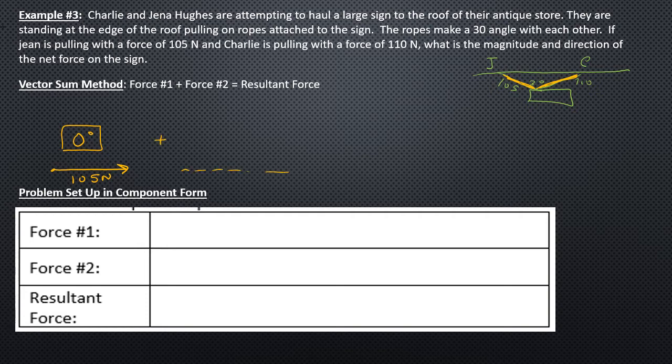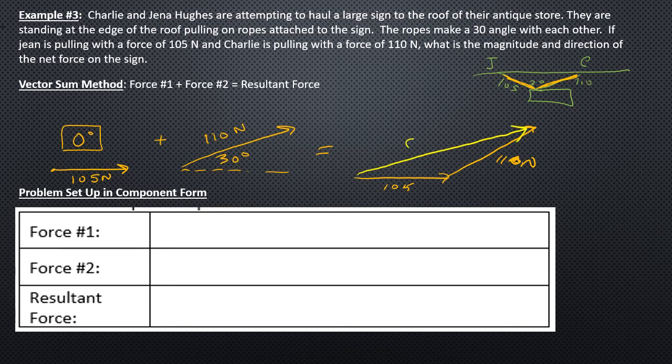And then we have Charlie, whose angle is 30 degrees between the two forces, and he is pulling at 110 newtons. So when I put these two forces together, I have a force at 105, and then I have a force at 110, and then I have this resultant force. My resultant force is right here, and that is what I'm looking for, and then I'm looking for this angle right here.